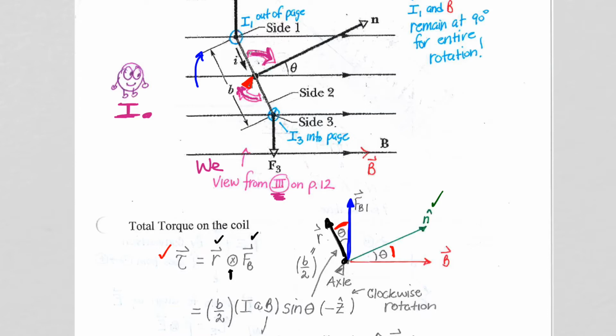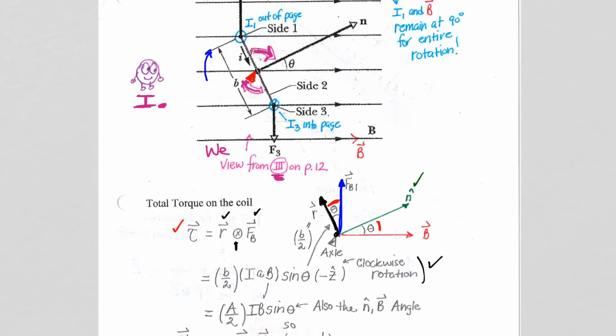So R cross F gives us a thumb, do your right hand rule. R cross F, you're going to spin your fingers, you're going to curl your fist. Clockwise, thumb into the paper, so that's why I have a clockwise rotation down here for the torque, based on the current I1 only, so it's just the top current. And now let's take a look at the geometry we're given.